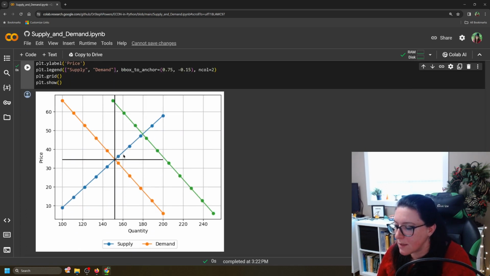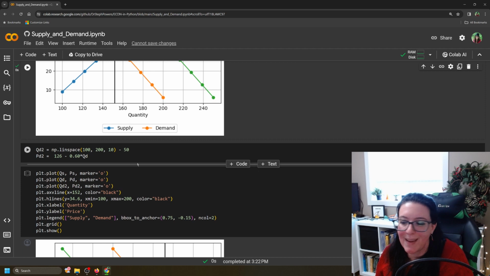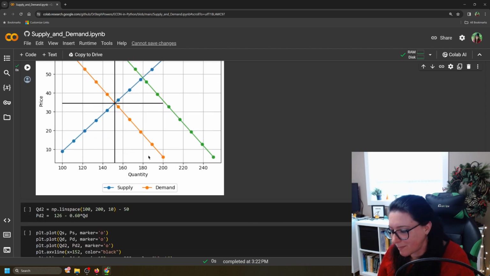When we run that, what you end up with is this new green downward sloping demand curve where quantity has shifted over by 50. So notice all the quantities are over to the right by 50. And as predicted, the new equilibrium is at a higher price and a higher quantity sold. So we can show here on this graph an increase in demand causes prices to go up and quantity sold to increase.